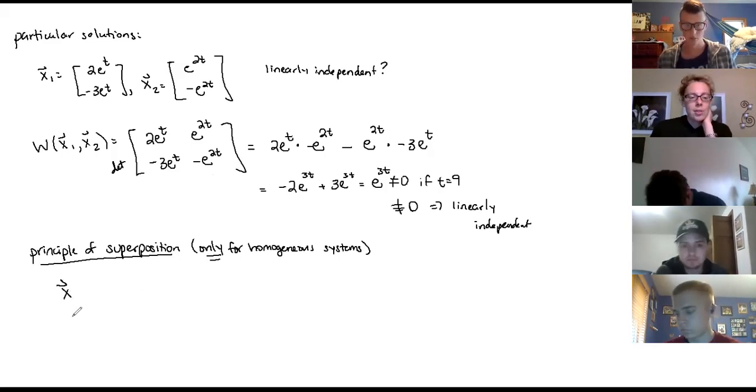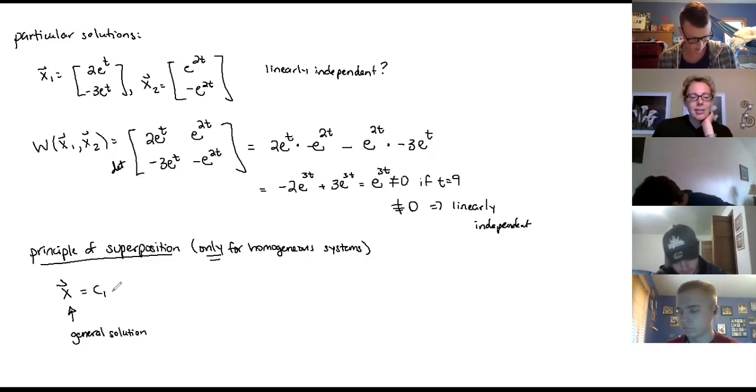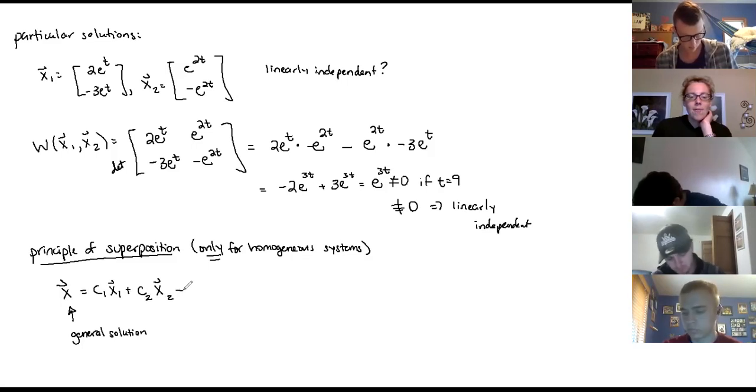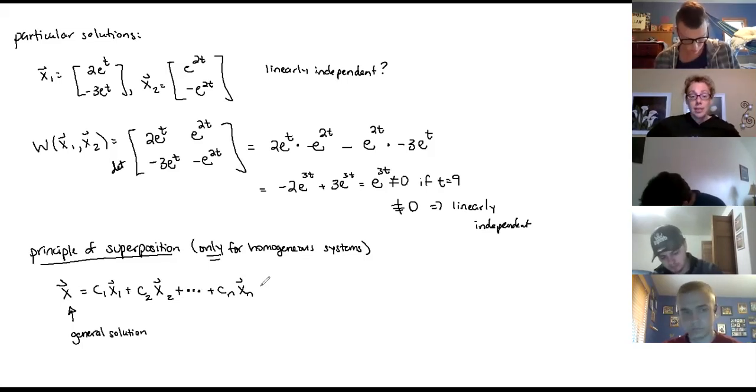My general solution, X, this is my general solution. It's a vector. My general solution X is C1 vector X1, C2 vector X2 plus a bunch of dots, Cn vector Xn. In this particular example, it's just C1 and C2, but we're writing this out as generally as we possibly can. So general solution, vector X is C1 X1 plus C2 X2 plus bunch dots plus Cn Xn.